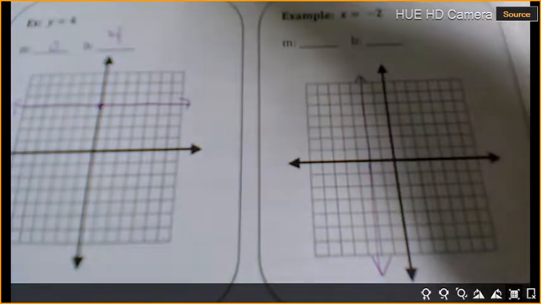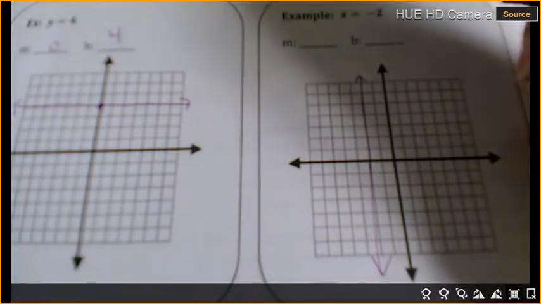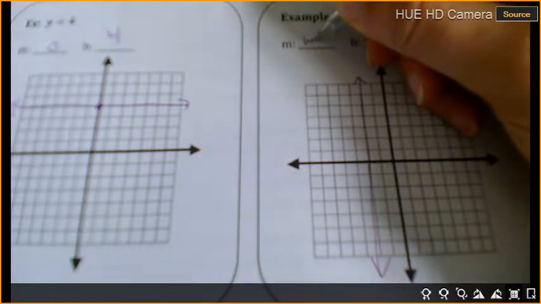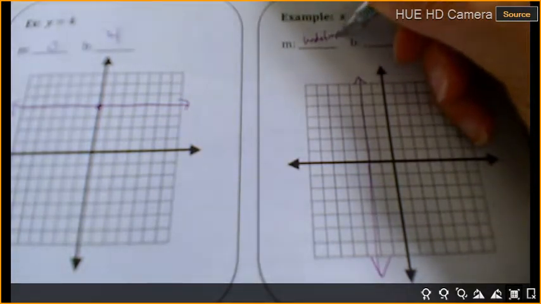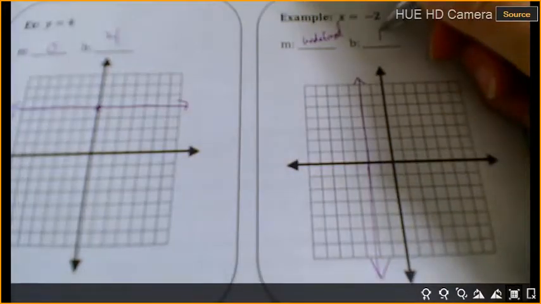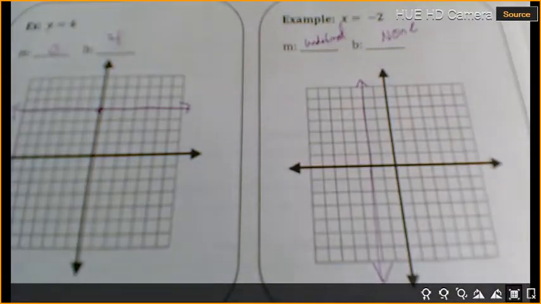You did, Christian. That was great. So, what's the slope of this line? Undefined, because you can't walk up it. Does it ever cross the y-axis? No. So there is none. There is no y-intercept. Don't put 0, because you could cross the y-axis at 0, right? That's why we want to put none.